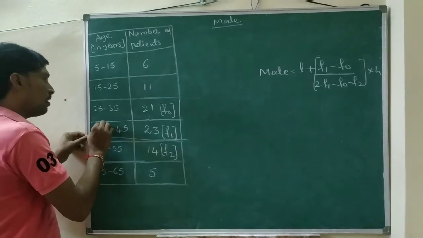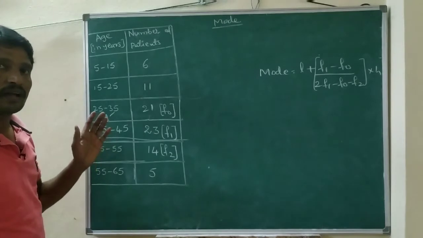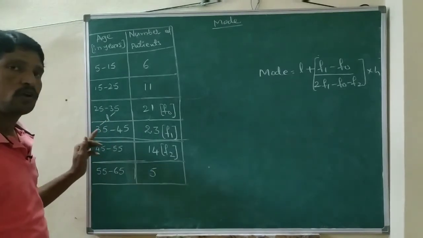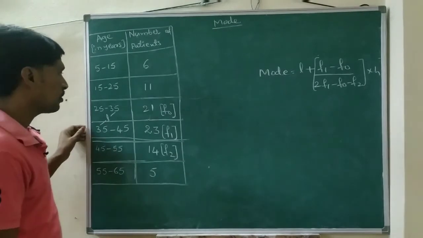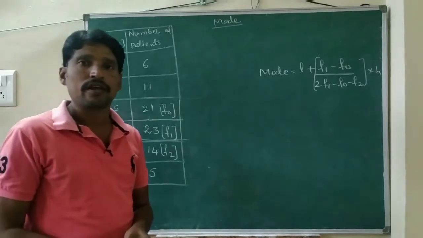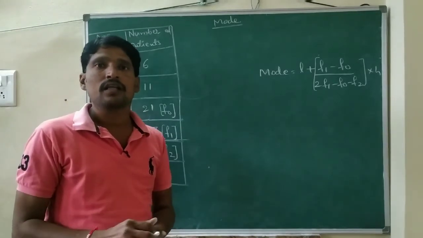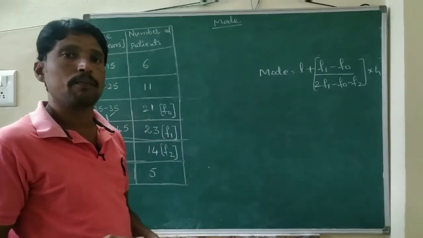So for the modal class, we need the lower boundary. How do we get the lower boundary? It is the average of the modal class lower limit and the preceding class upper limit. Now the H value means the size of the class. How do we get the size of the class? It is the difference between any two successive class intervals' lower limits, or upper limits.